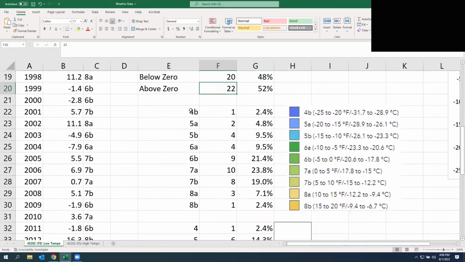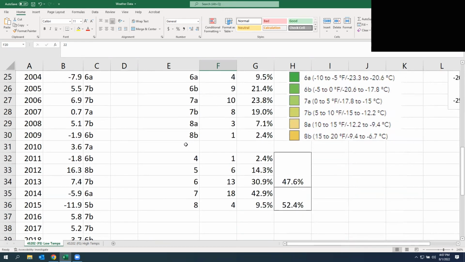Here's the overall zone, winter by winter. So there was 1 4B, 2 5As, 4 5Bs, 4 6As, 9 6Bs, 10 7As, which was number one. Almost a quarter of winters were in 7A. There were 8 7Bs, 3 8As, 1 8B. So if you remove the As and Bs, which is a difference of 5 degrees, you get 1 4, 6 5s, 13 6s, 18 7s, and 4 8s.